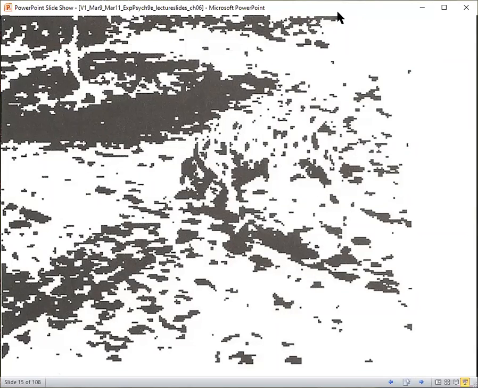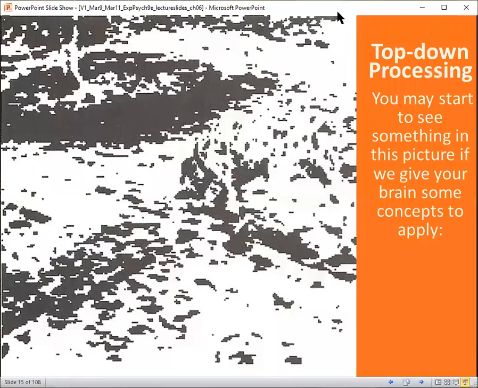Now, this is very difficult to see. But this is also top-down processing. You may start to see something in this picture if you give your brain some concepts to apply. For example, I could say tree, sidewalk, dog, Dalmatian. Does anybody see anything that reminds them of any of those concepts so far? No. Does anybody see a dog? A Dalmatian?